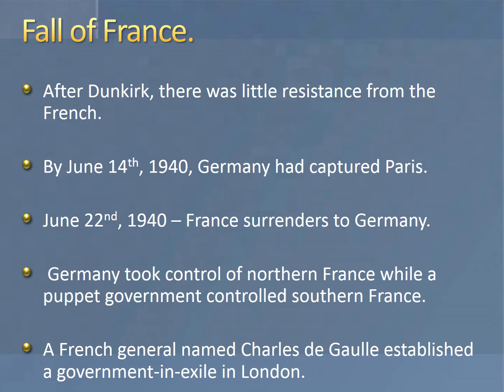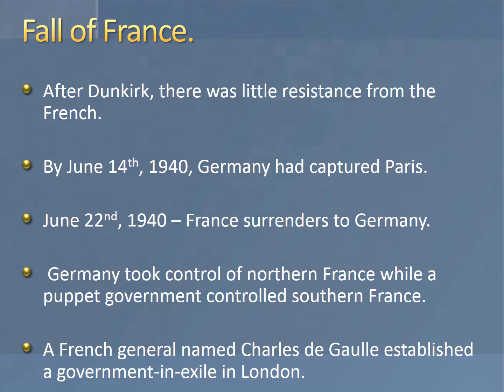Now, Germany took control of the northern part of France while they set up a kind of puppet government in southern France, which was run by French people, but they were supporters of the Nazis. That's how they divided France. Now, there was a French general named Charles de Gaulle.